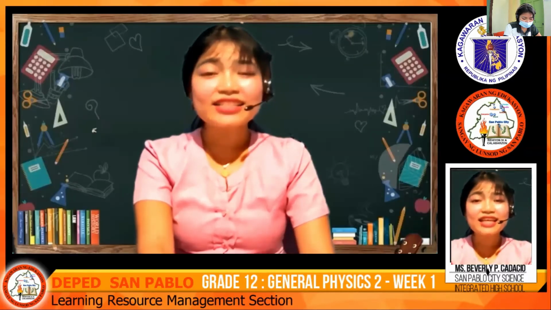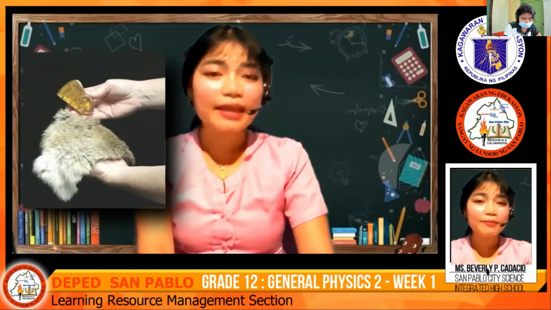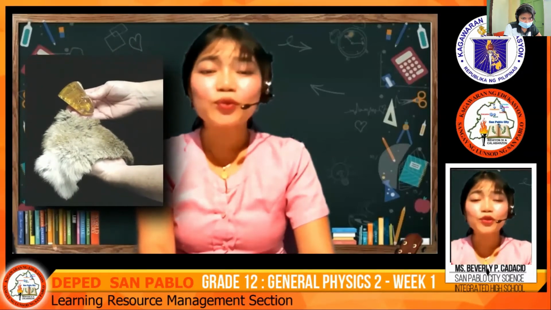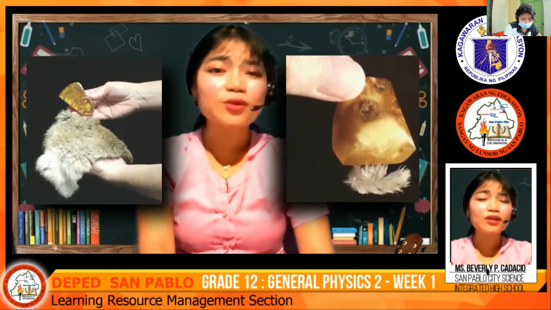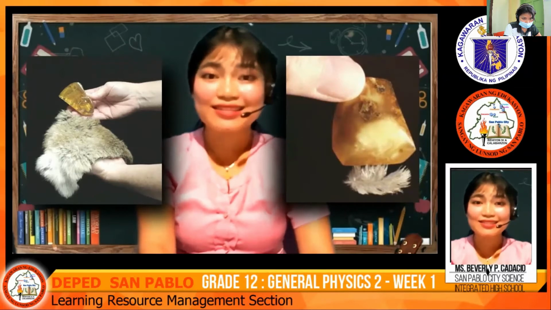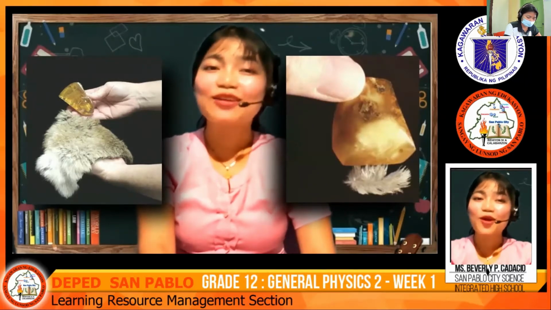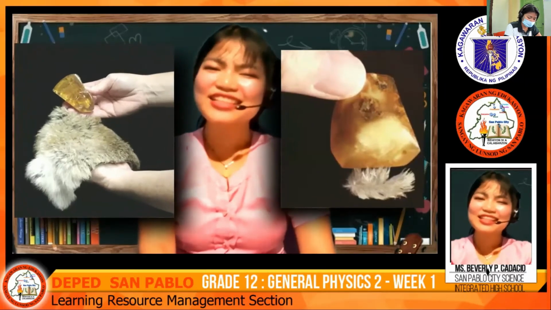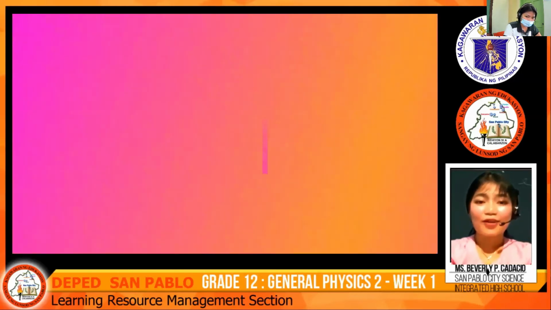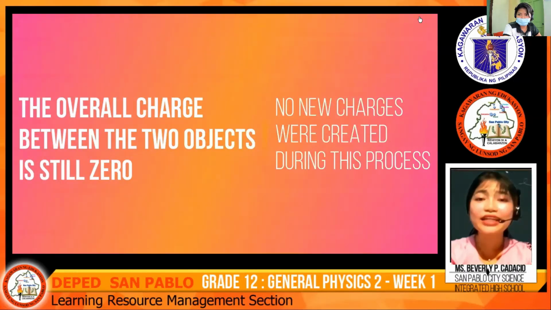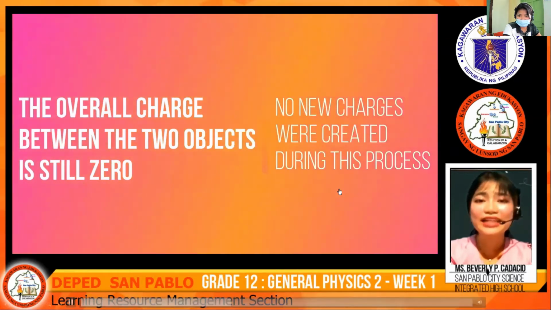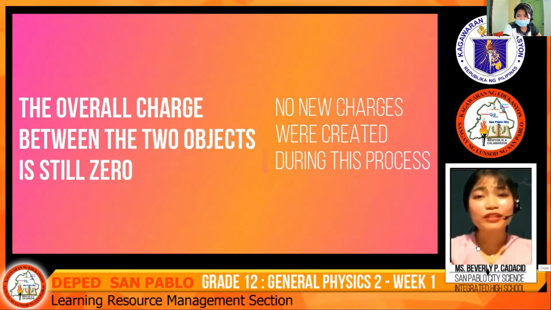The ancient Greeks actually rubbed fur against amber and discovered that the amber would then attract hair and feathers. Today, we understand that the fur stole electrons during the process, giving the amber an overall negative charge, just like the glass rod. Now, it's important to know that no new charges were created during this process. The overall charge between the two objects is still zero.